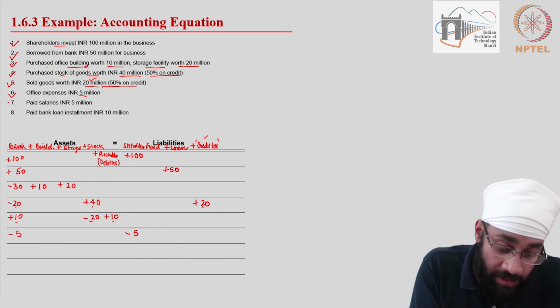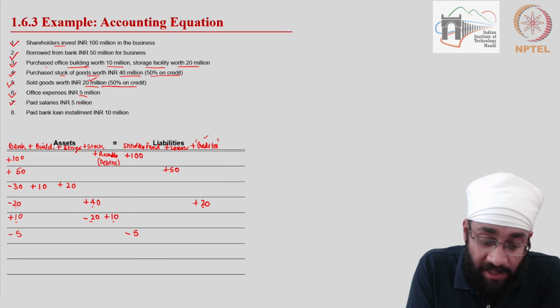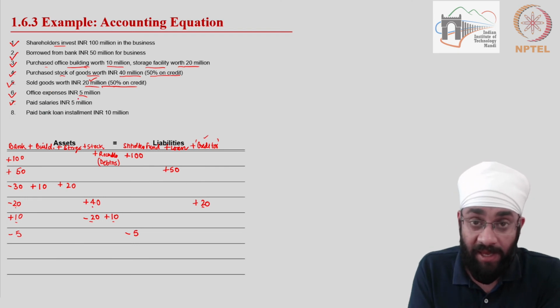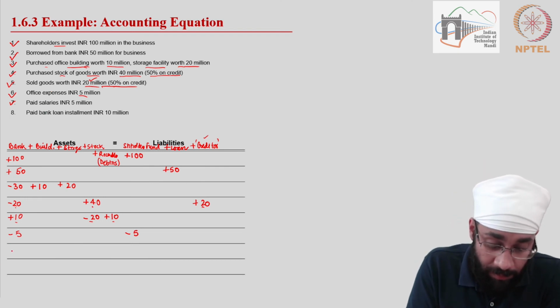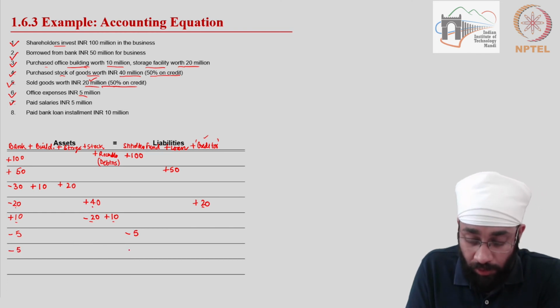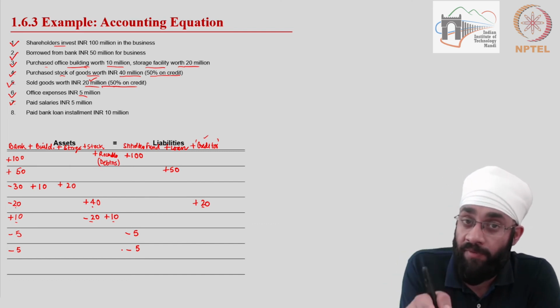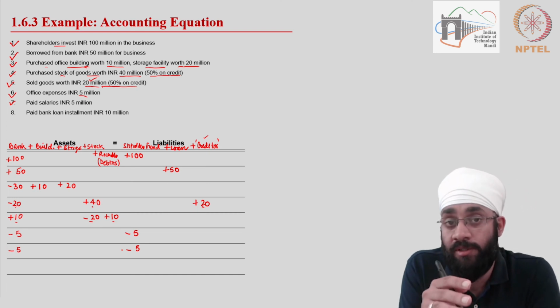There you go. Transaction 7, you pay salaries. Well, you pay office expenses or you pay salaries, it's an expense. Again, I'm going to pay it out of the bank account first of all, and then I'm going to reduce it out of the shareholders' funds, because any expense is going to reduce the profit, which reduces shareholders' funds.